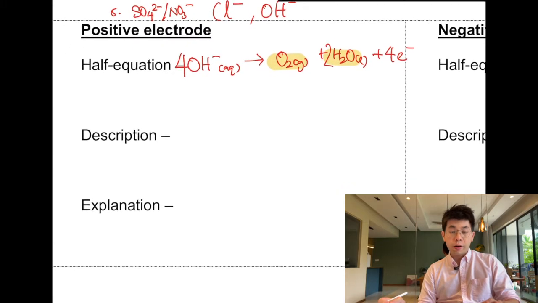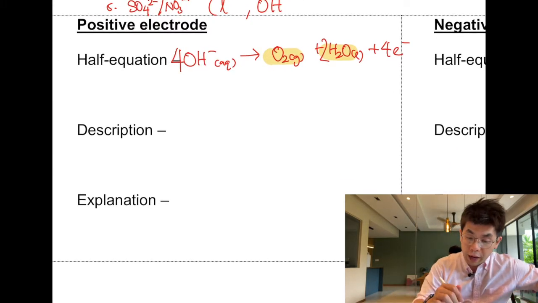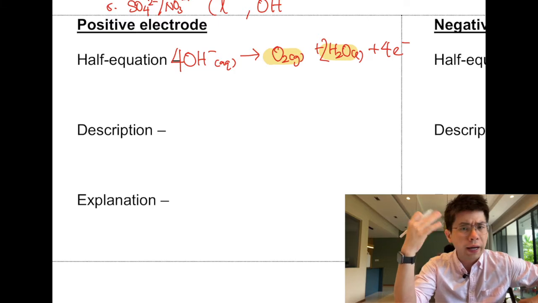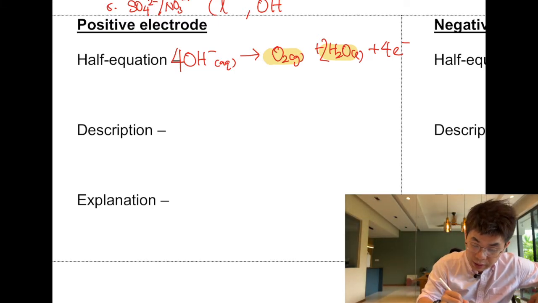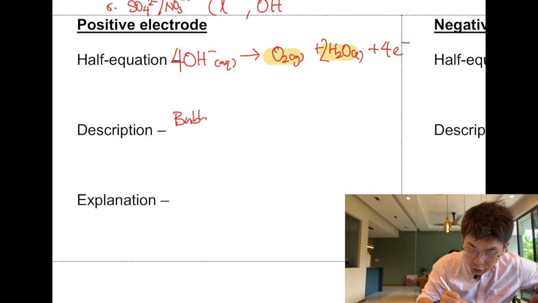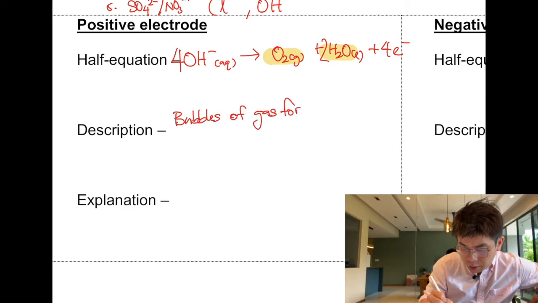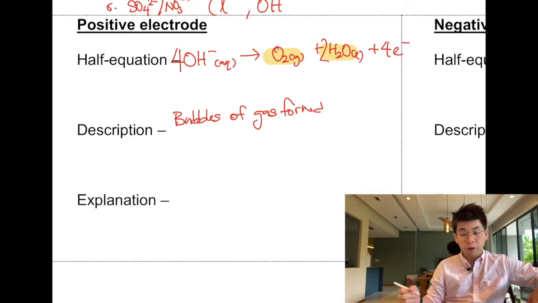So how do I describe what forms? If I have water, I can't see the water forming, but I can see the oxygen forming. So what do I see? I see bubbles of gas formed. Okay, I have bubbles of gas formed.